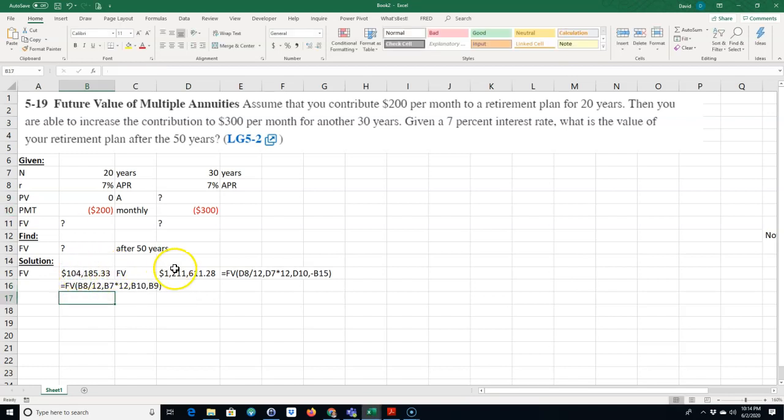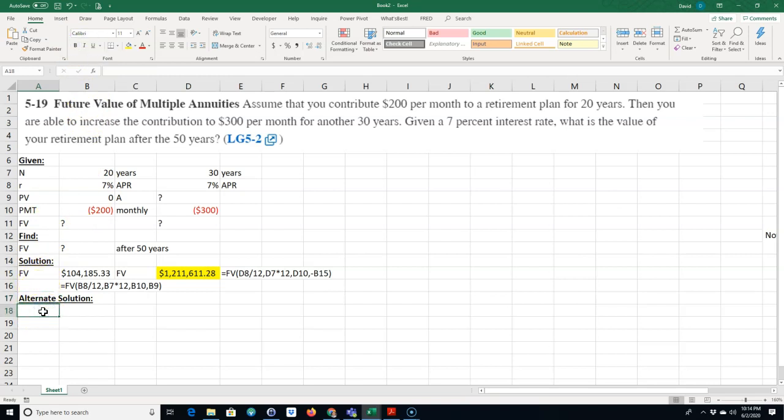All right. So this is my answer. So I'd have $1.2 million after that many years. All right. So I'm going to do an alternate solution. This is actually the way the book suggests you solve it. And it's actually a very elegant way to do it.